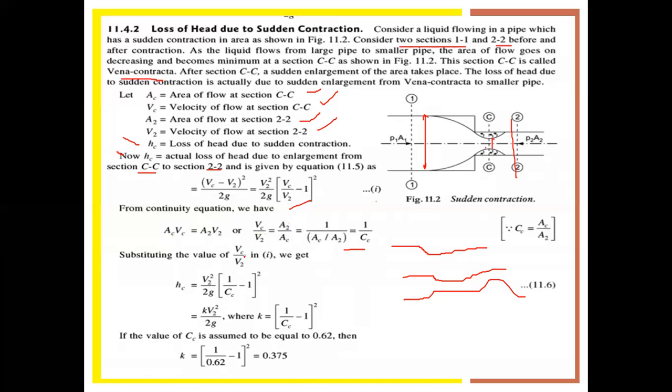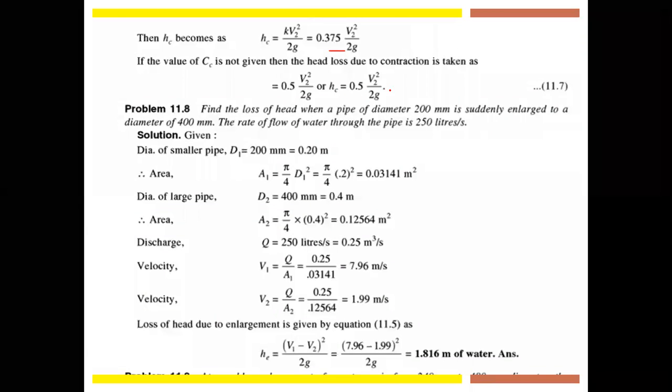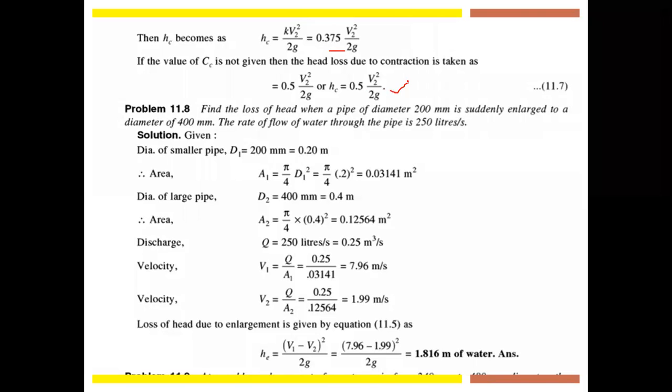Now substituting the value of VC by V2 in equation 1, the simplification is like this. HC is equal to V2 square by 2G into (1 by CC minus 1) whole square. That implies K V2 square by 2G, where K is equal to this. Now if the value of CC is assumed to be 0.62, then substituting the CC value, we get the K value. Now HC becomes K V2 square by 2G, equal to this. If the value of CC is not given, then it is converted in this way: 0.5 V2 square by 2G.